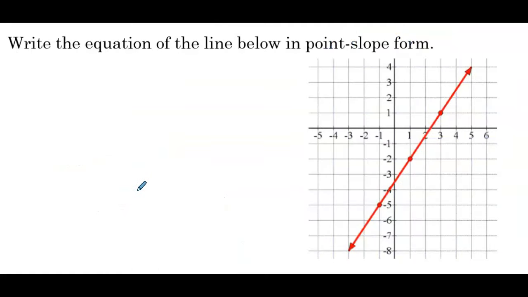To build off that, now they're asking us to write the equation of the line below in point-slope form. So as we can see, we don't have a well-defined y-intercept. We could take a guess as to what it is, but it would be just that, a guess. So pick any of these points. I'll pick this point here, which is the point 1, -2. Okay, so our point is 1, -2.